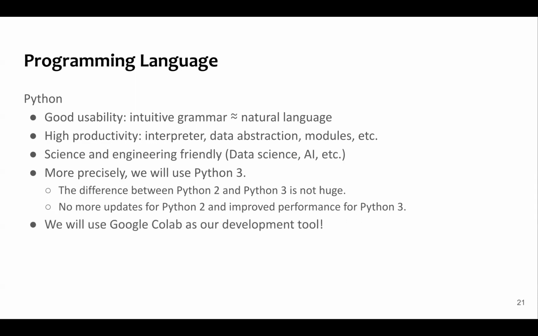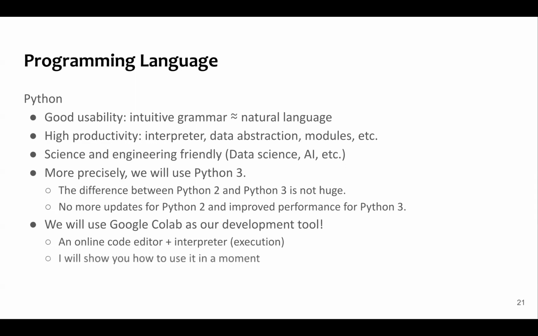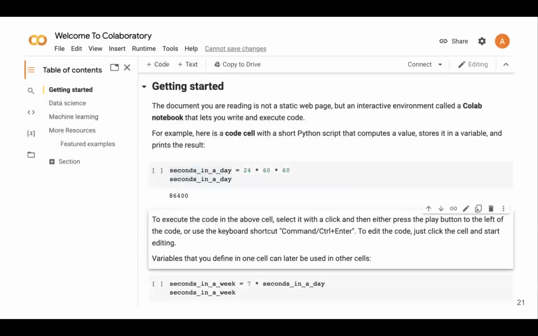And we will use Google Colab as our development tool. And I'm going to show you what Google Colab is. It is an online code editor, and you can execute code online. I'll show you how to use it in a moment. It looks like this.